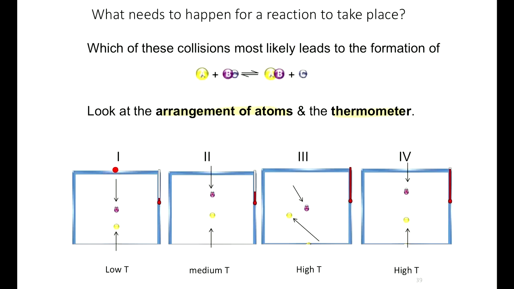Reaction 1? No, not reaction 1. Why? Low temperature. But is the collision good? Yeah, it's a good collision, but the particles are moving real slow towards each other.